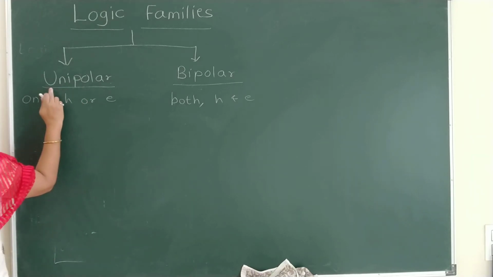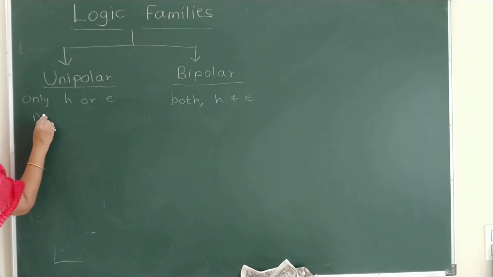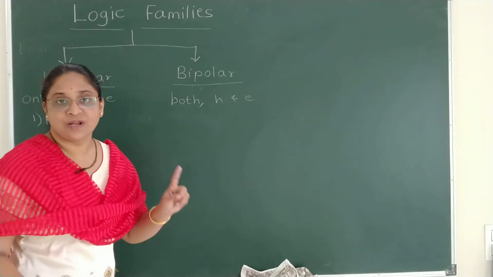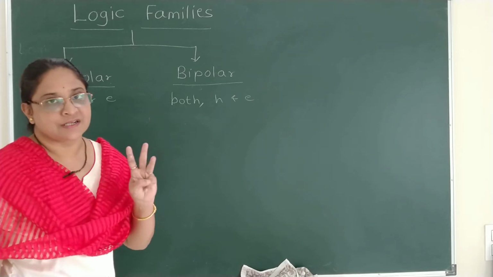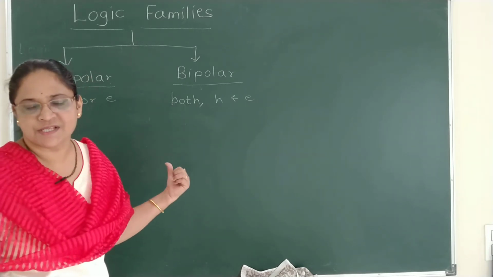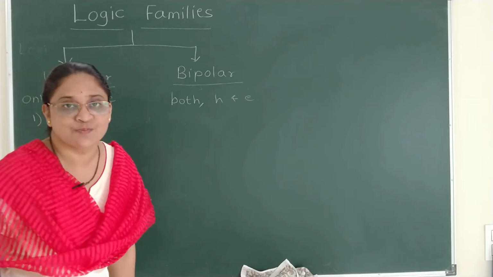So in case of unipolar logic family, there are three types. Unipolar transistors are known as FETs, field effect transistors, because the applied input voltage controls the output current, and FETs are known for their transconductance property.